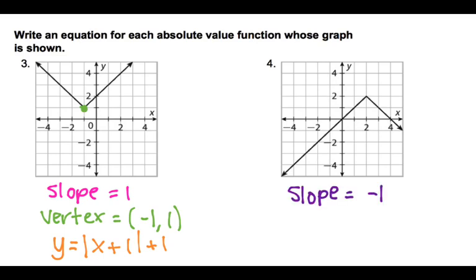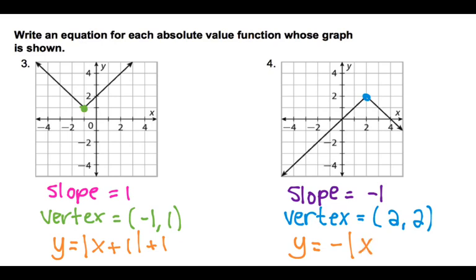The next one also has a slope of 1, but this time it's opening down, so it's a negative. And the vertex is at 2, 2, so it was shifted to the right 2 and up 2. So I'm going to have first a negative absolute value of x minus 2 because it went to the right 2, and then plus 2 in the back.